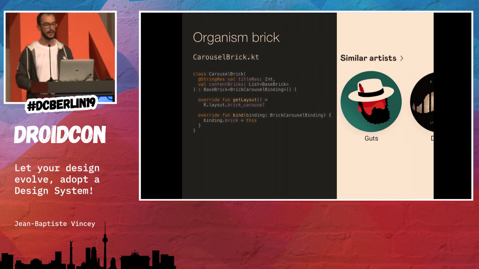And finally, organisms. So an organism is basically also a brick, but it acts as a brick wrapper. That means that it receives as data a list of bricks. For example, here we have a carousel brick that will be based on a horizontal carousel, a horizontal recycler view, sorry. And it will receive a list of base bricks that will actually correspond to the list of artist cards here.